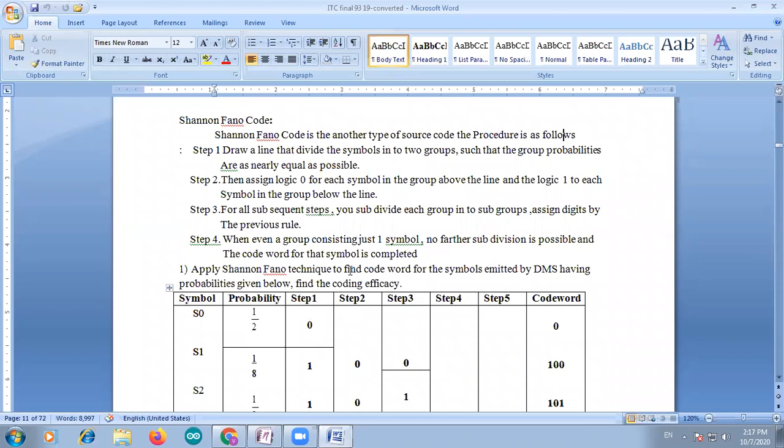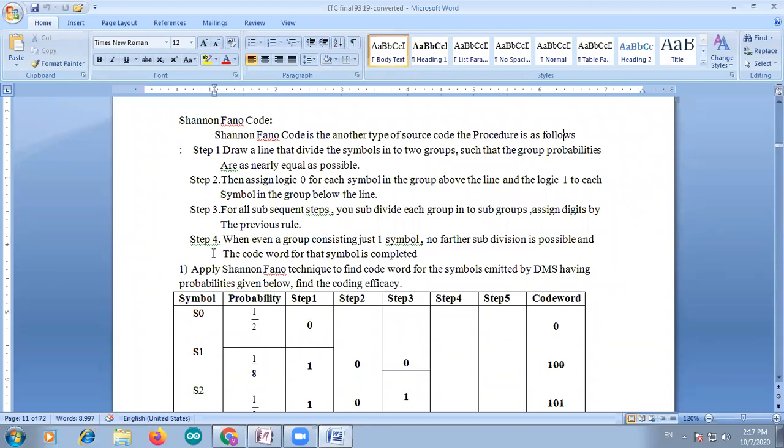Okay, now the third one is, for all subsequent steps, you subdivide each group into subgroups and assign digits by the previous rule. What is the previous rule? The second step is the previous rule. That is, above the line, zeros are assigned; below the line, 1 is assigned.